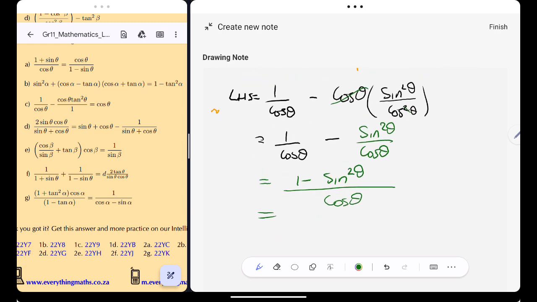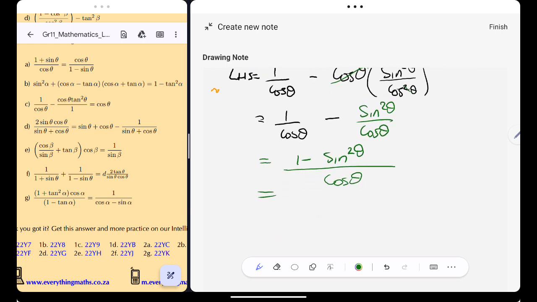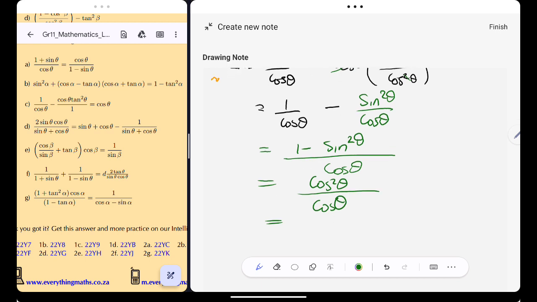But I know that 1 minus sine squared theta is equal to cos squared theta. So I know that this will cancel one of these. I'll be left with cos of theta. Okay.